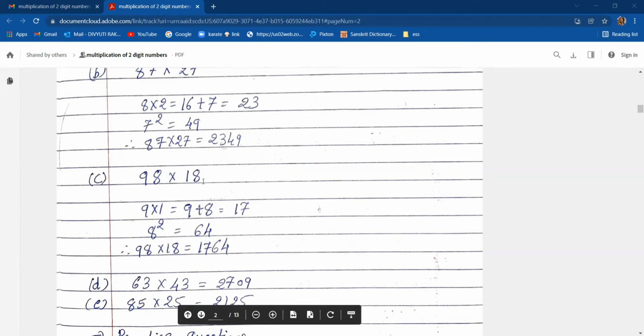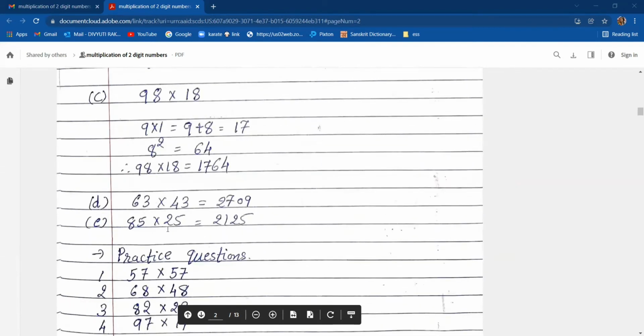Now 98 into 18. So 9 into 1 is 9, plus 8 is 17, and 8 square is 64. So the final answer is 1764. Okay, now orally. I think now you understand the whole method, how it works. So let's do some practice orally also.